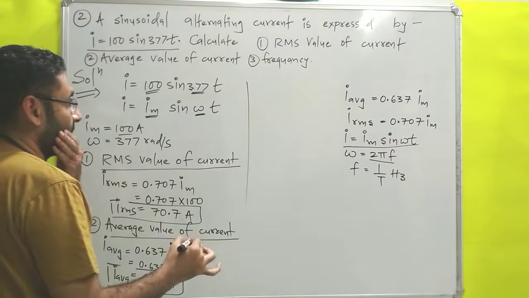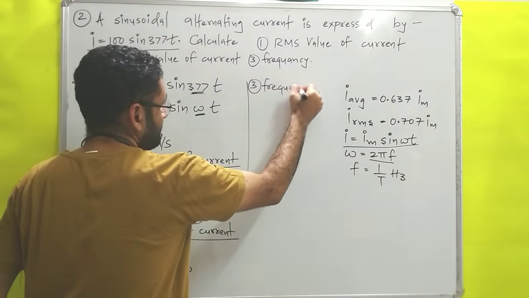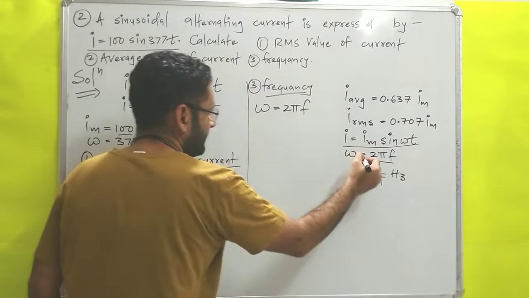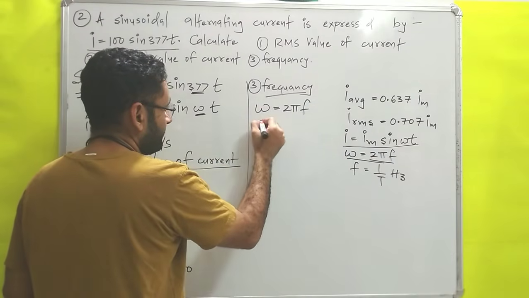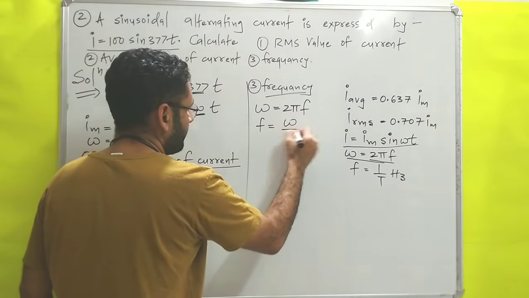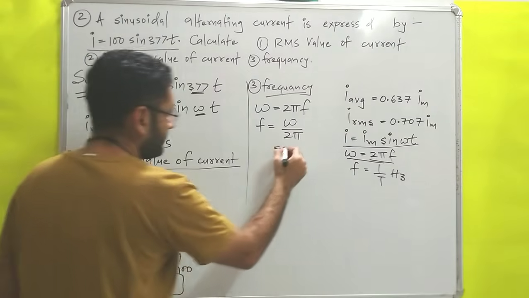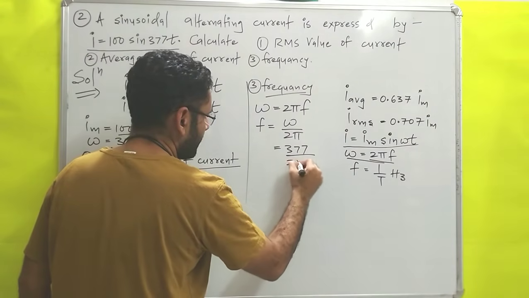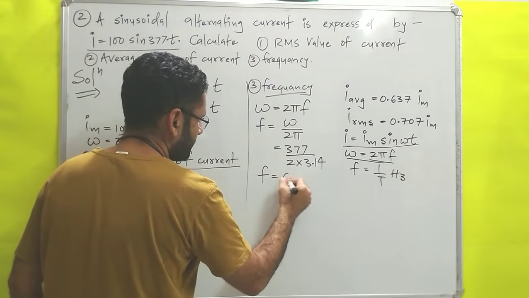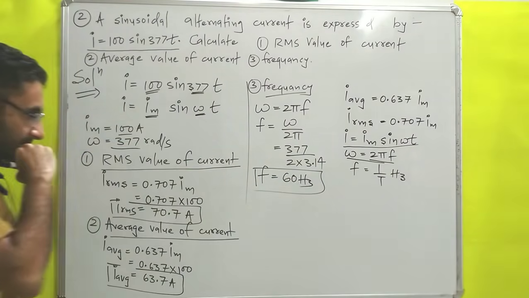The last one is to find the frequency. Omega equals 2 pi f, as we have written. We want frequency, so f equals omega divided by 2 pi. Omega is 377 radian per second, divided by 2 multiplied by 3.14. So the frequency you will get is around 60 hertz. That is your next answer.